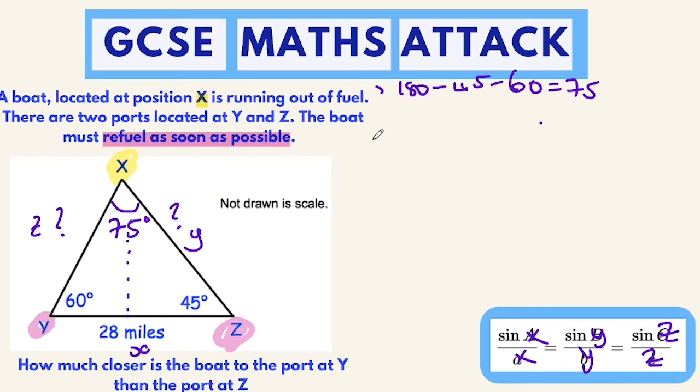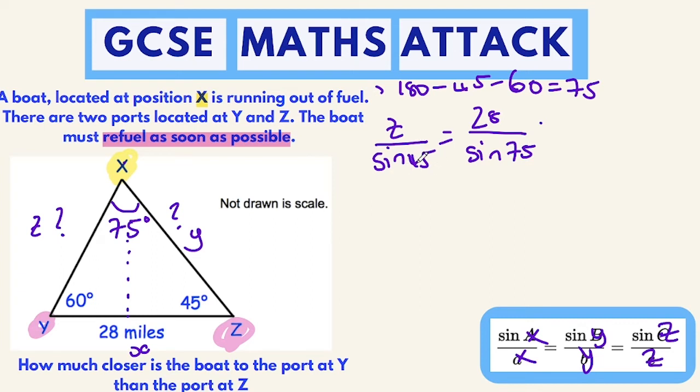So let's begin. Let's do it step by step. Let's work out z. Because it's a length, I'm going to rewrite these equations, but I'm going to write the reciprocal. So I'm going to do z at the top: z, which I don't know what it is, all over sine 45 equals, and it will be this length and this angle over here, so 28 all over sine 75.